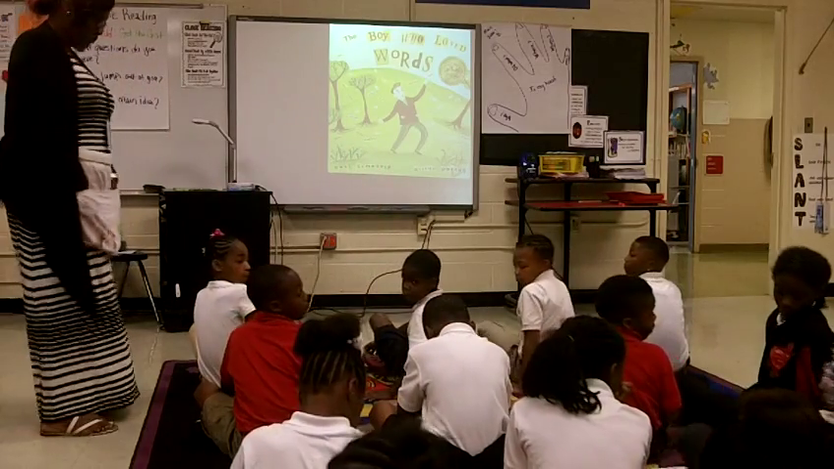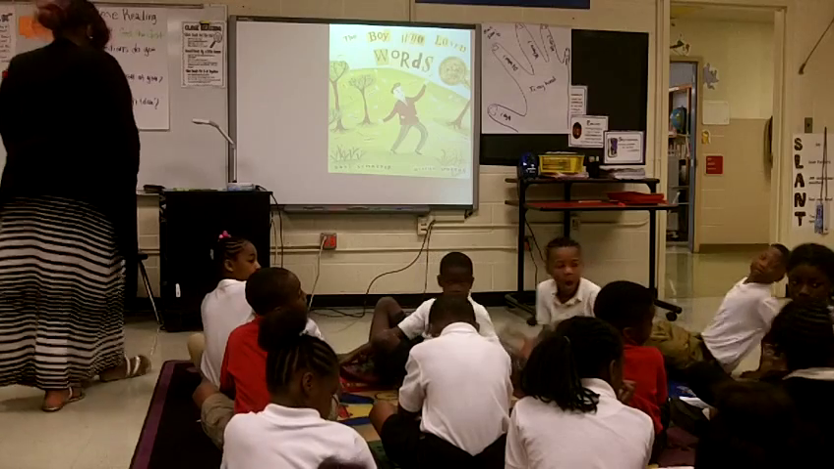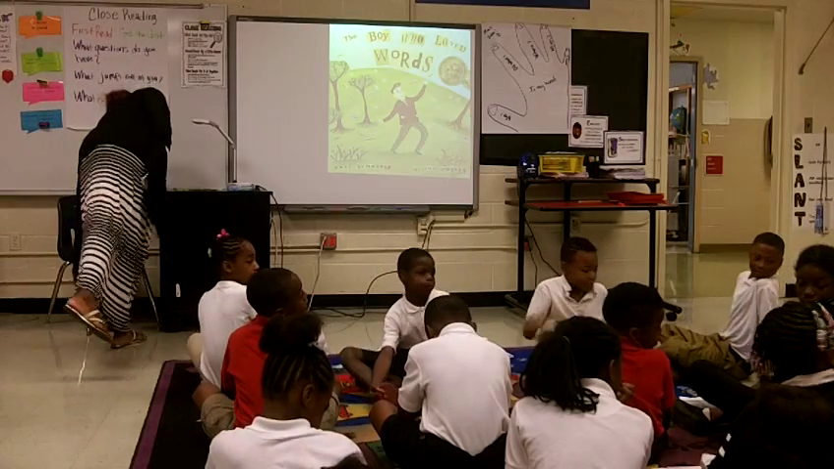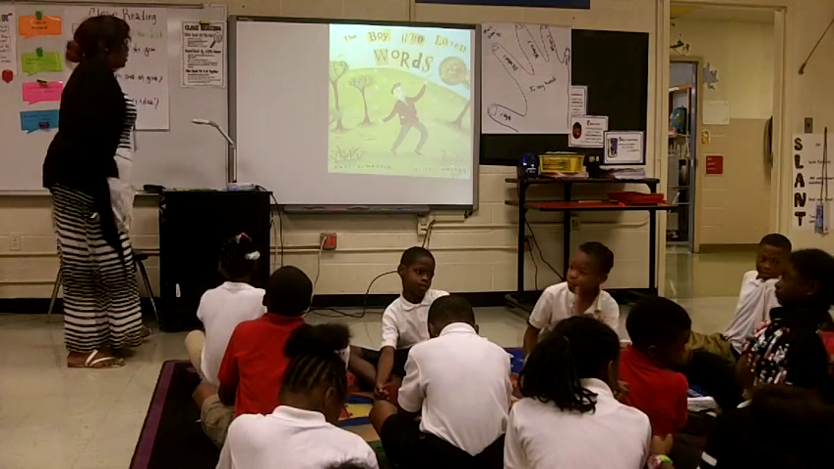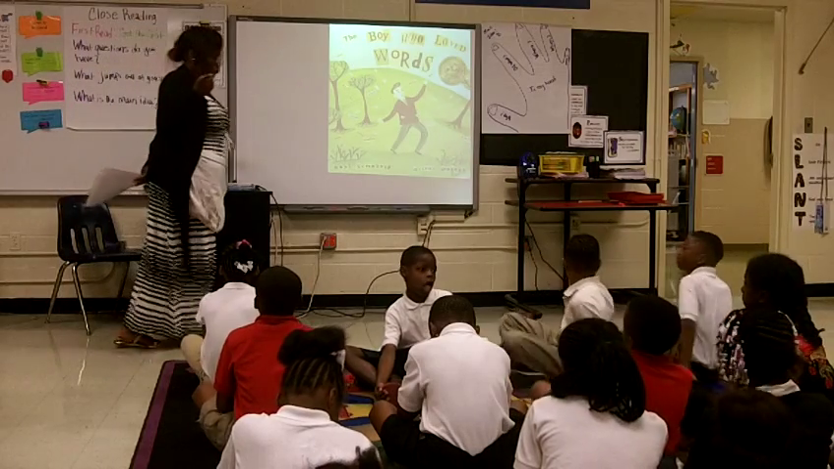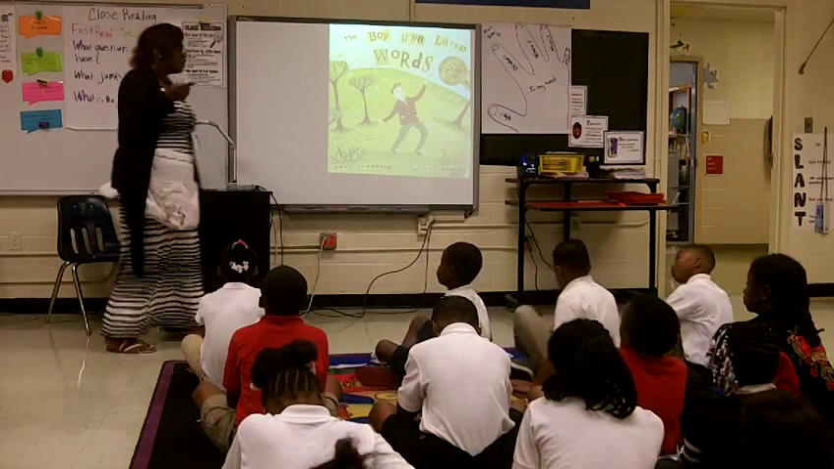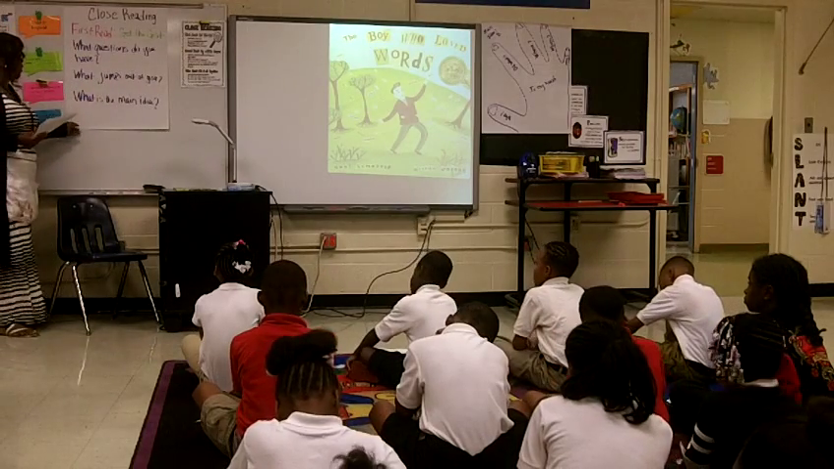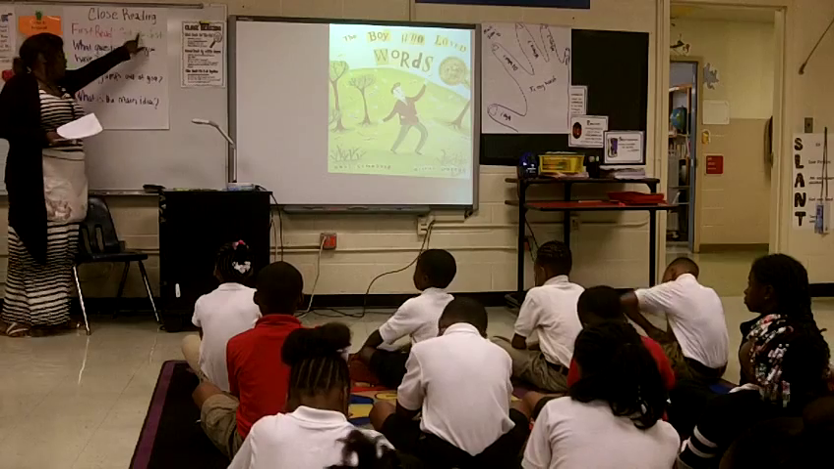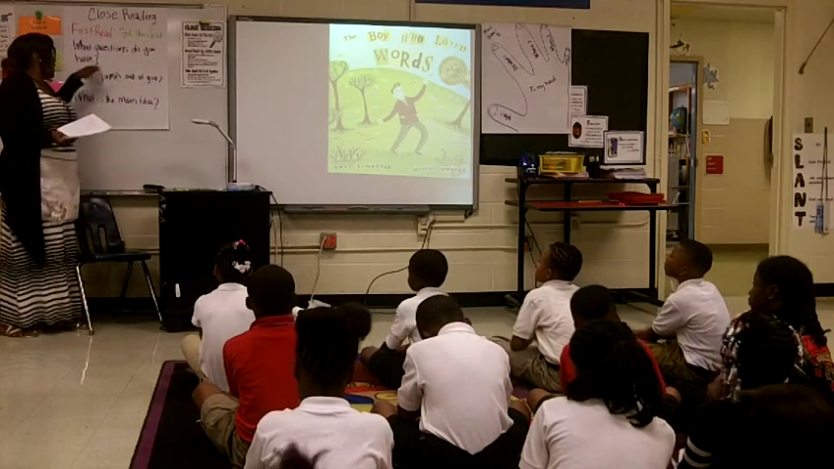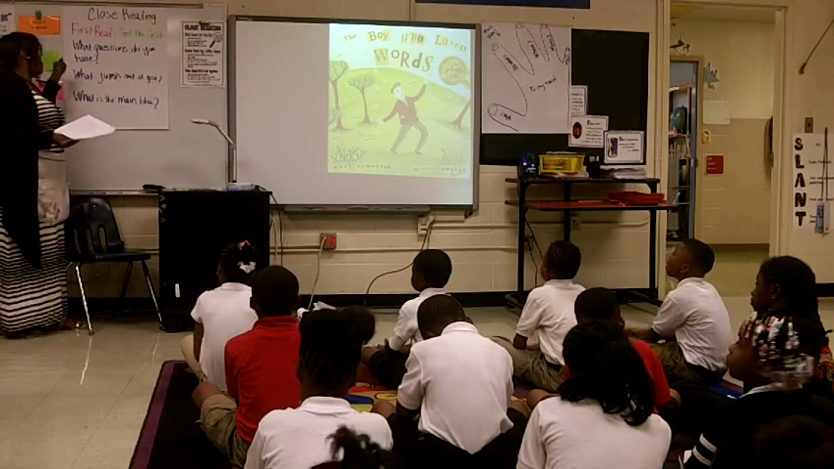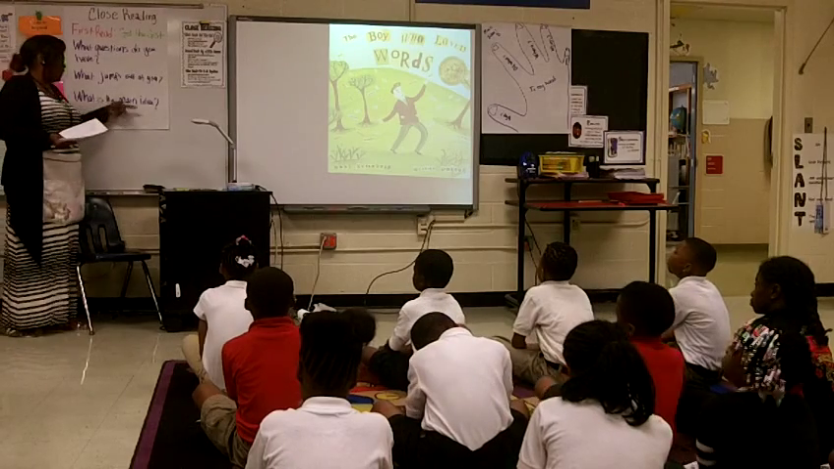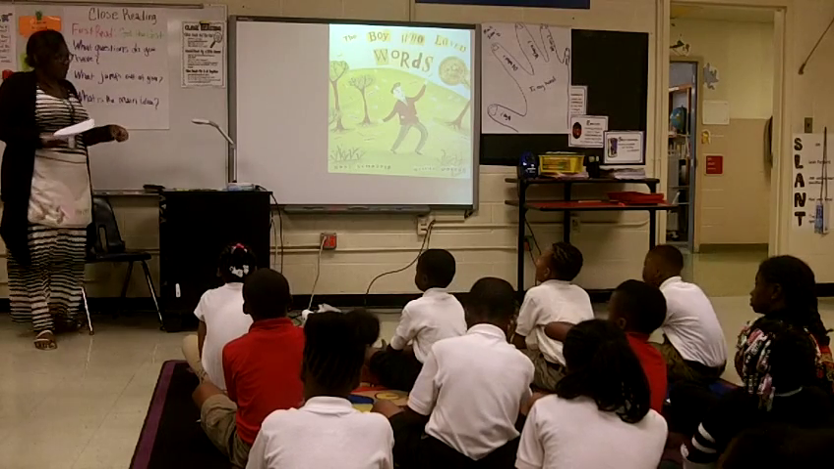Who can tell me what is a synonym for the gist? Brianna. A synonym for the gist is the main idea of the story. So, here's our close reading anchor chart for the first read. The first read, you get the gist. You ask questions. What jumps out at you and what is the main idea.